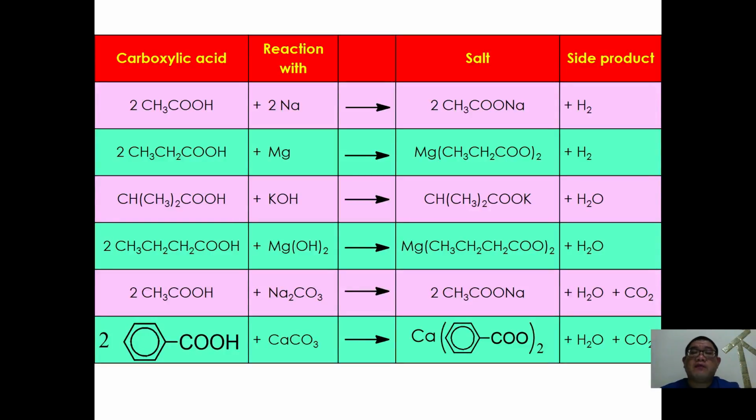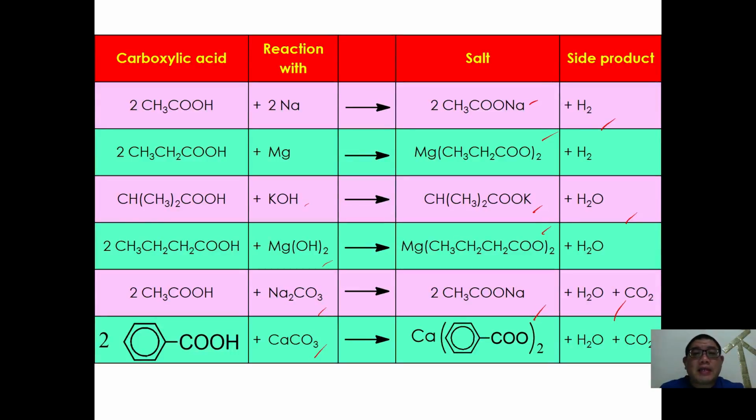You can see from here, because this is carboxylic acid, it can react with metal to form salt plus hydrogen. It can react with metal hydroxide to form salt plus water. And it can also react with metal carbonate to form salt plus water plus carbon dioxide. All of the equations here are balanced for you. Hopefully you'll be able to understand how to react them. So this is the first chemical property of carboxylic acid.